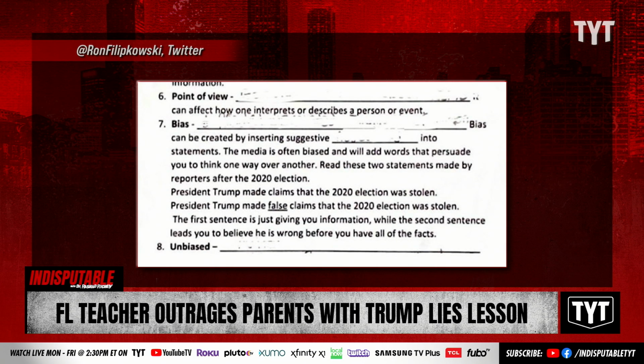It was a take-home sheet titled "How Does a Historian Work?" And it was meant to prepare the Dan Nolan middle schoolers for a test. What does it say? Point of view can affect how one interprets or describes a person or event. Bias can be created by inserting suggestive words into statements. The media is often biased and will add words that persuade you to think one way or another.